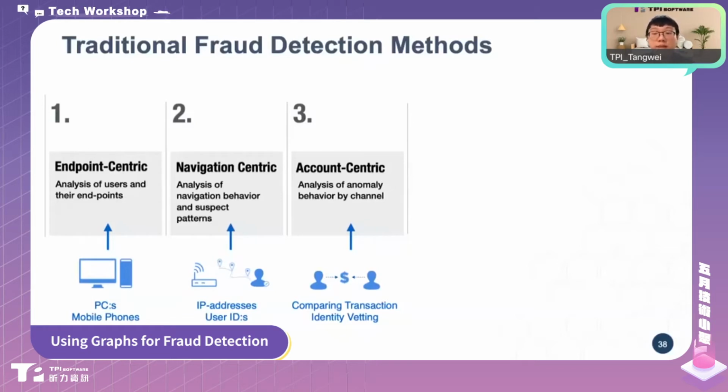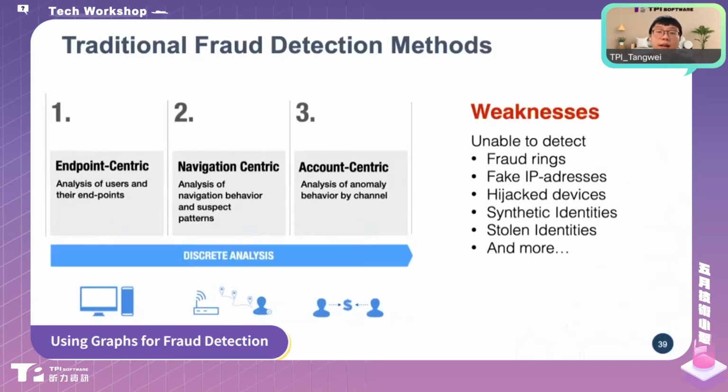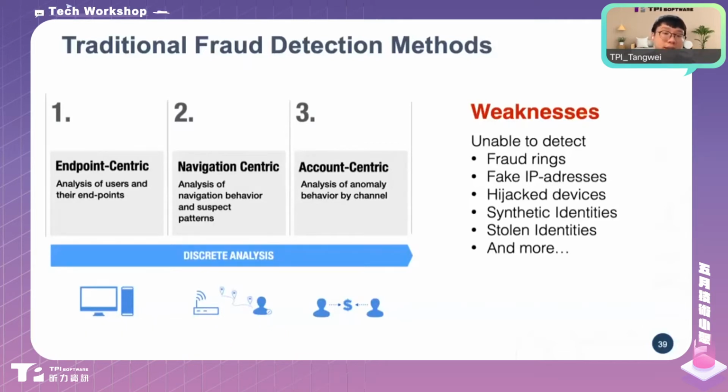And these are quite traditional. They won't go away and they have stopped certain types of fraud. But the fraudsters have had to evolve, have had to move past this. So they know this is what's happening now and they need a smarter way of performing fraud. And what these traditional methods are largely unable to do is identify fraud rings, deal with fake IP addresses, deal with hijacked devices, or identify synthetic and stolen identities.